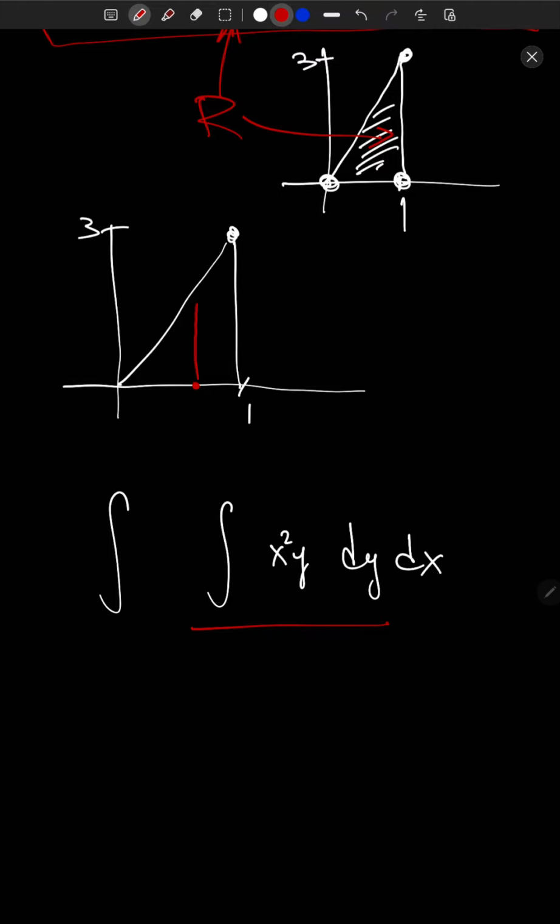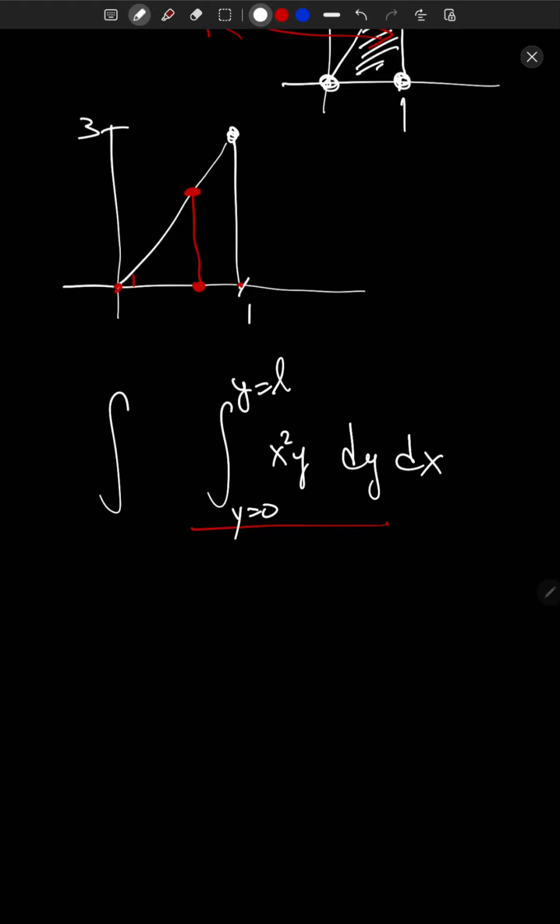All right, so let's look at a typical vertical line. So right here, so typical vertical line, we always start at, so if we look at our picture here, we're always starting from y equals 0, and we end up at y equals the line. So y equals 0 to y equals the line.